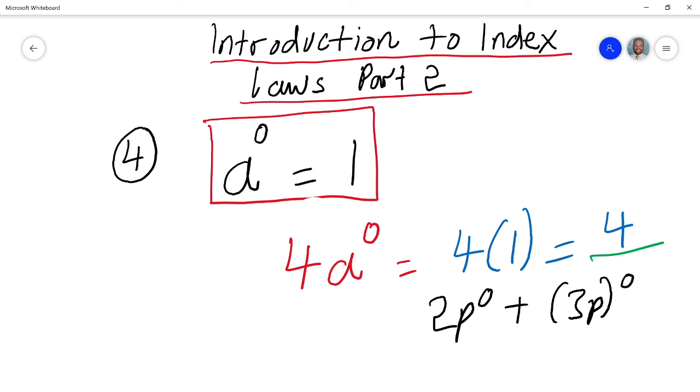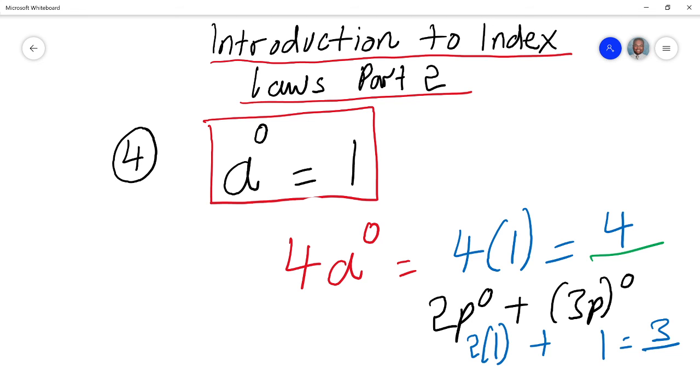So if you look at (3p) to the power 0, that automatically becomes 1 because anything to the power 0 is 1. And if you look at p to the power 0, that's 1, and you multiply by 2. So that becomes 2 plus 1, which is 3. So it's very important to interpret questions involving the power 0, because if I look at 2p to the power 0, that's p to the power 0, that's 1, and I multiply that with 2. Whereas if you look at this one here, you've got 3p all in brackets, so that as a whole to the power 0 becomes 1. And when you add them together, you are going to get 3 as your answer.